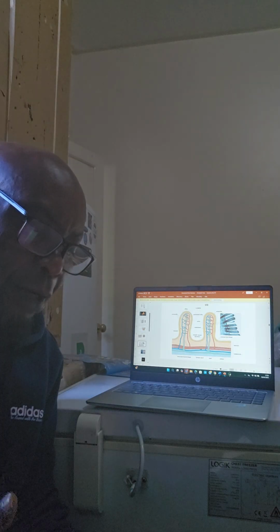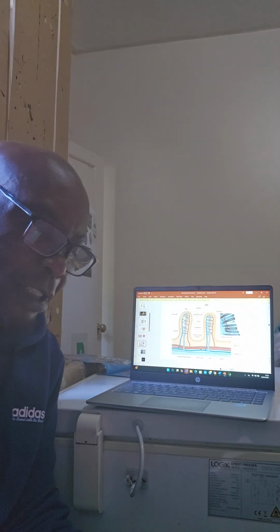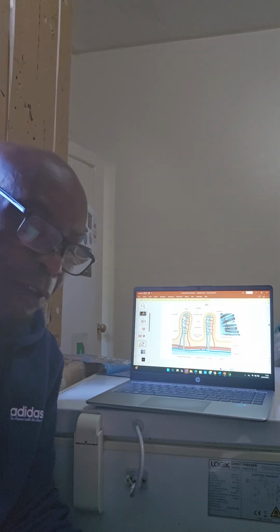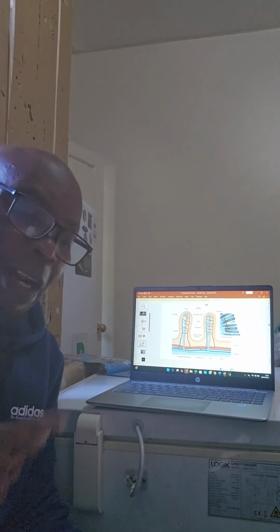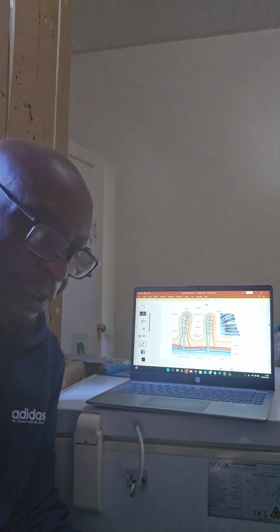The epithelial cells on the villi contain microvilli, which further increase surface area and contain enzymes that aid in final digestion of nutrients. The blood vessels within the villi absorb nutrients and transport them to the bloodstream, while lacteals absorb fat and fat-soluble vitamins.